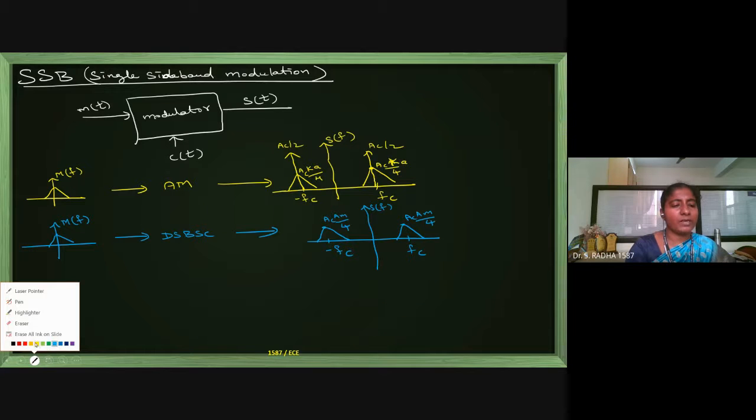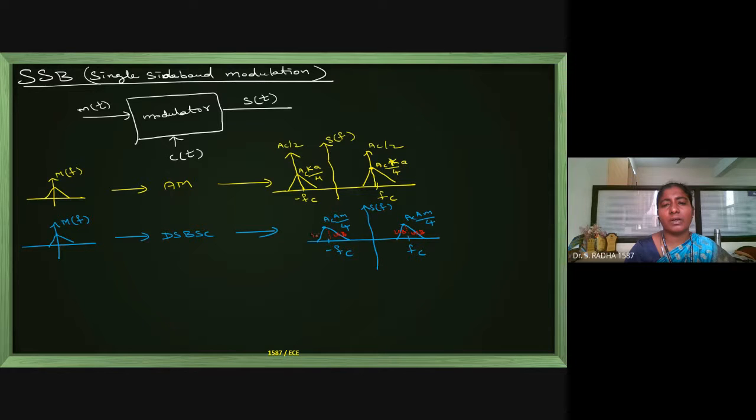Now, single sideband. Here we are familiar with upper sideband and lower sideband. If you divide this into two halves, this is upper sideband, lower sideband, and this is upper sideband, lower sideband. And no carrier component is present in DSBSC.